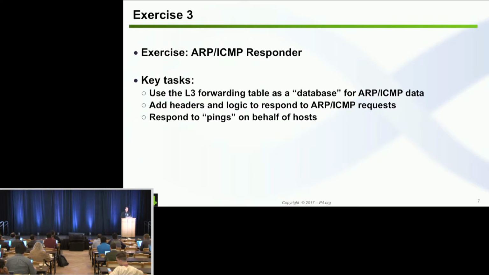Next is an ARP ICMP responder. The idea behind this exercise is that you're going to use the IP forwarding table as sort of a database for containing the data that you respond to ARP ICMP requests. So what you need to implement is you'll add headers and logic to respond to the ARP and ICMP requests, and then afterwards you'll be able to respond to pings on behalf of hosts connected to the network.